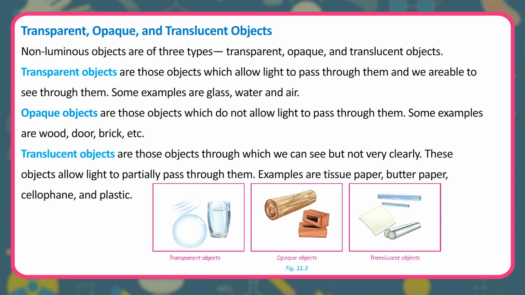Opaque objects are those objects which do not allow light to pass through them. Some examples are wood, door, brick, etc. Translucent objects are those objects through which we can see but not very clearly. These objects allow light to partially pass through them. Examples are tissue paper, butter paper, cellophane, and plastic. Transparent objects. Opaque objects. Translucent objects.